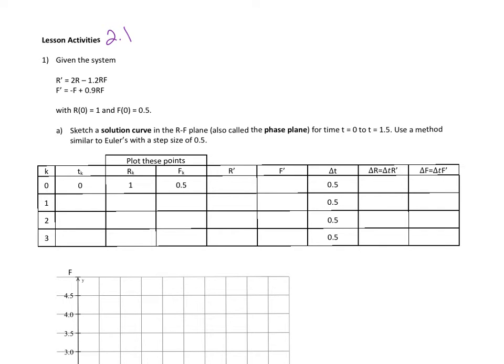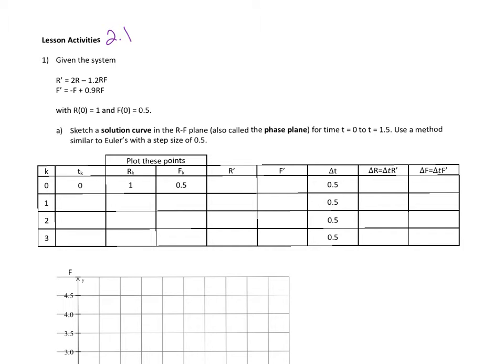These are the lesson activities for section 2.1 for Math 204, differential equations. So we have the system r prime equals 2r minus 1.2rf, and f prime equals negative f plus 0.9rf. Initial conditions: r of 0 is 1 and f of 0 is 0.5. This is the same system from the demo.